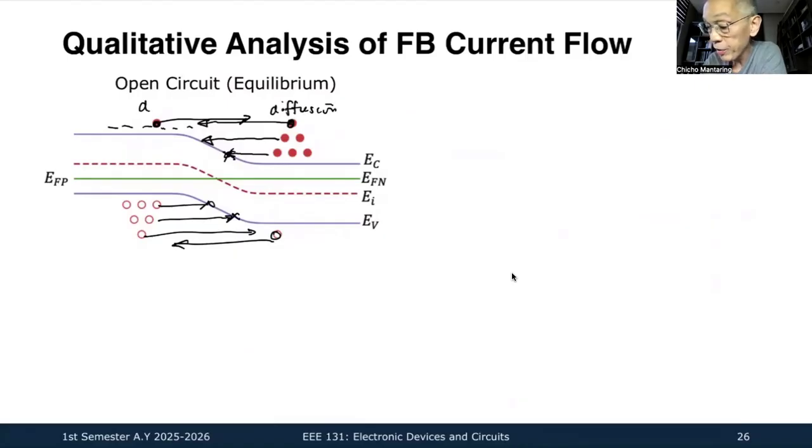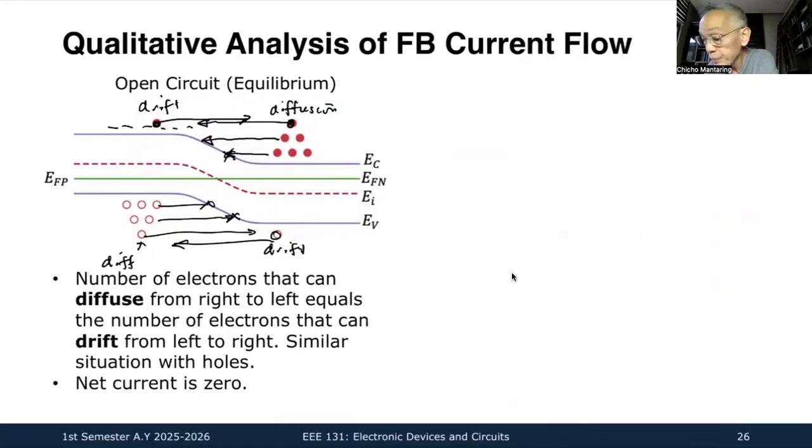And then this is drift. This is drift. This is diffusion. That's what will happen. So here, the number of electrons that can diffuse from right to left equals the number of electrons that can drift from left to right. Similar situation with holes. So your net current is 0, which is the case for an open-circuited PN junction.